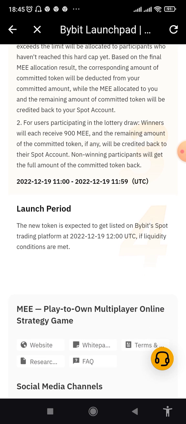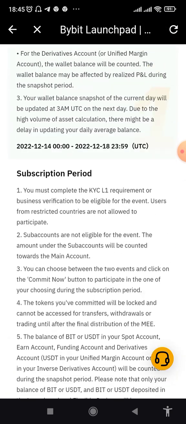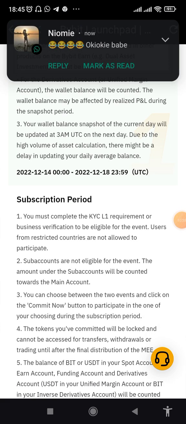And during the launch period, you get the coins, and then you'll be able to trade. So the first period has already started. It started on 14th, that is today, midnight. Okay, and it will end on 18th midnight.